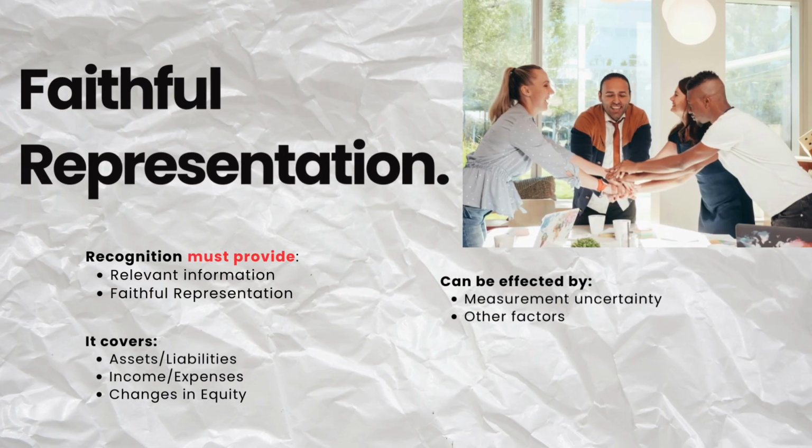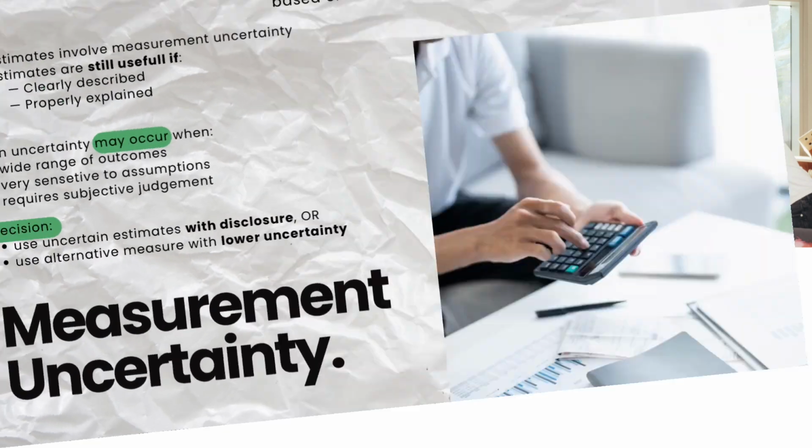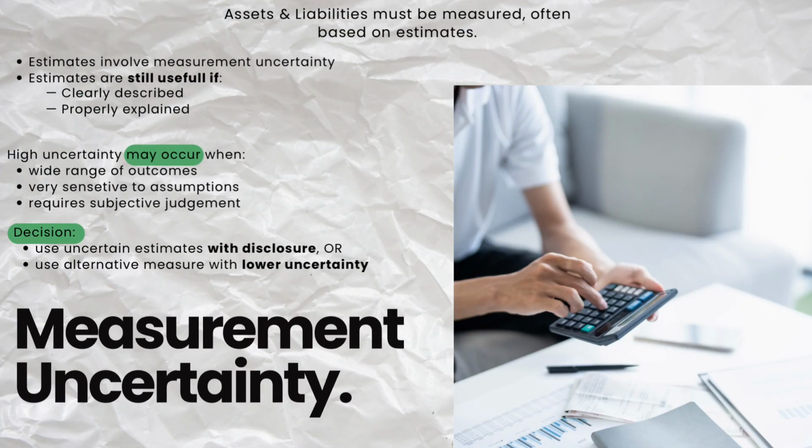Faithful representation means financial information must accurately reflect the real economic situation. When we recognize assets or liabilities, it should not only be relevant but also truly represent what is happening, including income, expenses, and equity changes. However, this can be affected by measurement uncertainty. This slide explains measurement uncertainty.